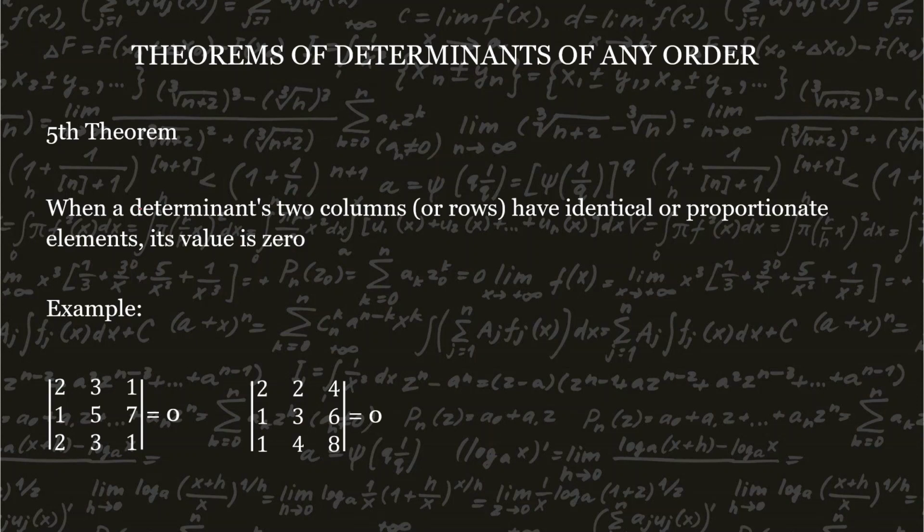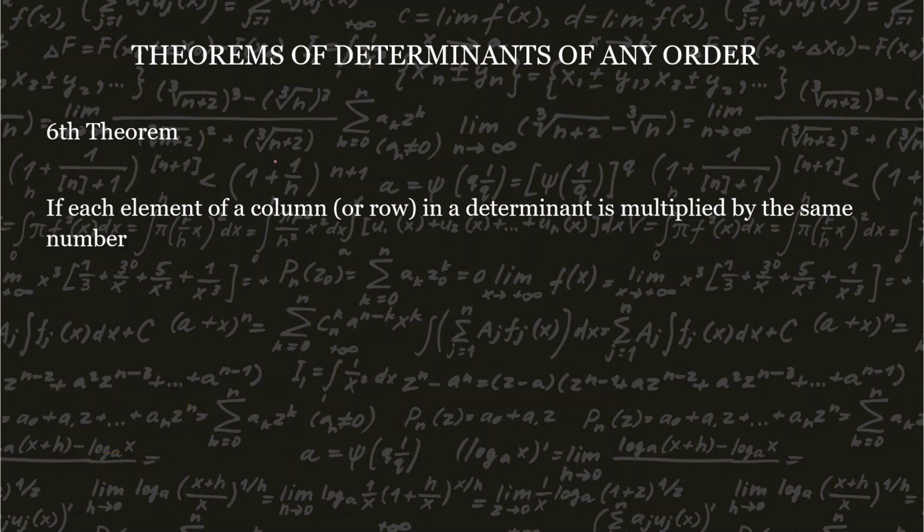For the fifth theorem, when a determinant's two columns or rows have identical or proportionate elements, its value is 0. Given this example, we have identical elements in row 1 and row 3, which gives us the value of 0. Now, for this example, we can see that column 2 and column 3 are proportionate, since 2 times 2 is 4, 3 times 2 is 6, 4 times 2 is 8, which gives us proportionate elements and now has the value 0.